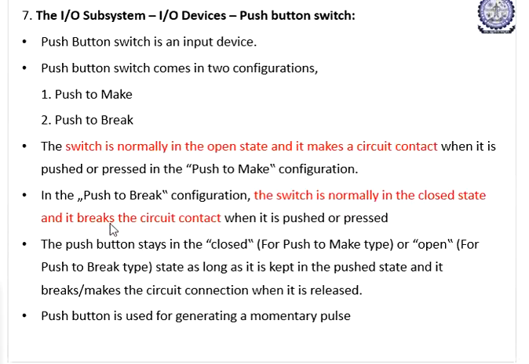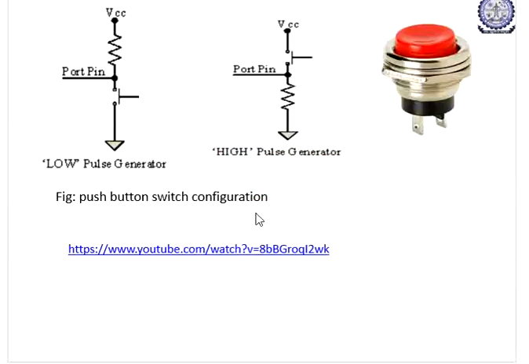Now I will show you an example of a push button switch here. This is an example of that one. See, the VCC is connected to one part of the port pin, and another part is connected to the switch. Here, whenever this is closed, it will generate a low pulse. Here it is called as a high pulse generated.